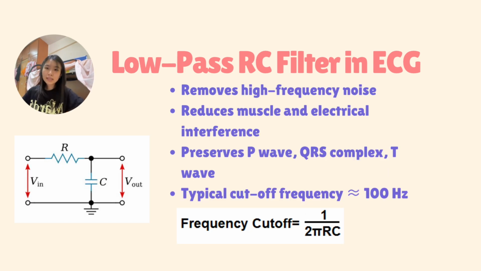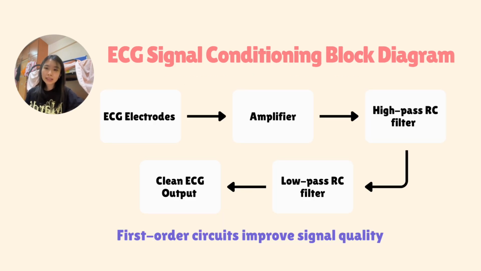While the low-pass RC filter in ECG is to remove high-frequency noise, it helps reduce muscle and electrical interference while preserving important ECG features such as the P wave, QRS complex, and T wave, and the typical cut-off frequency is about 100 Hz. And here is the ECG signal conditioning block diagram.